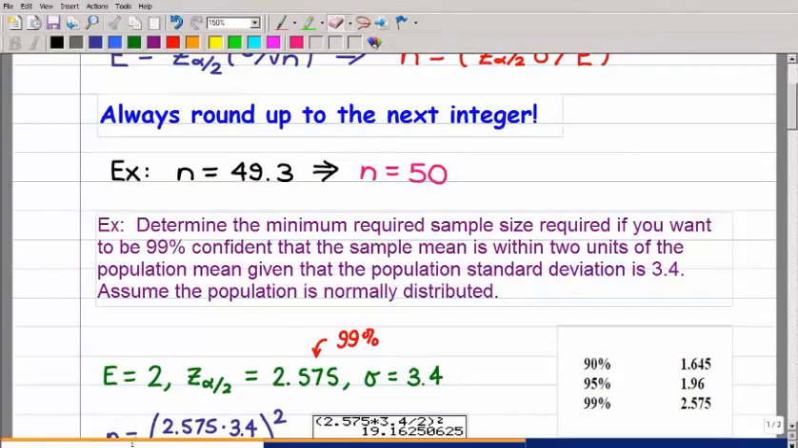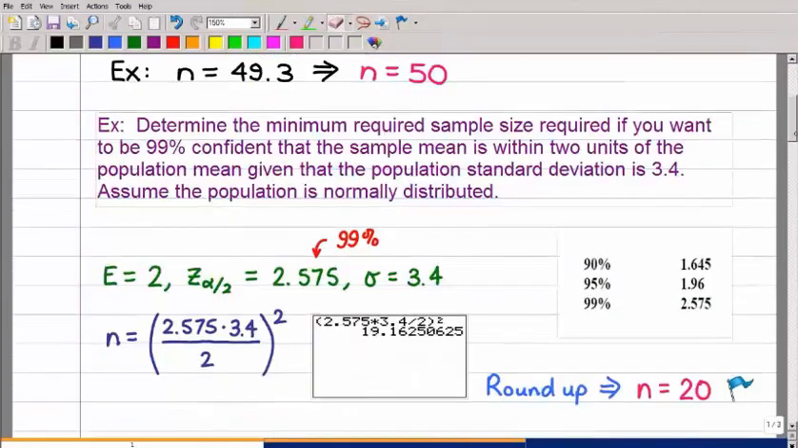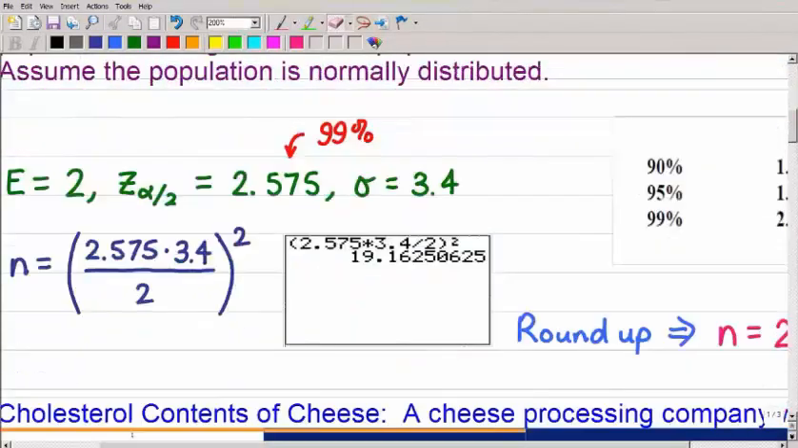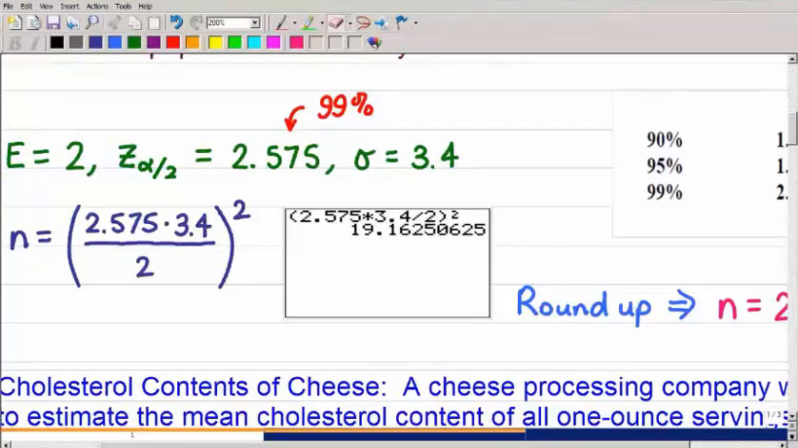Standard deviation is 3.4. So this is a real easy calculation. You just take your critical value, the 2.575, times that standard deviation of 3.4, divided by 2. Don't forget to square it. So you see what I've done in the calculator box here. There is not a built-in program in the calculator that does sample size like it does for the Z interval and the T interval. But this calculation is so basic, I don't think it's really necessary anyway. It's pretty easy to do. So I come up with 19.16 and so on.